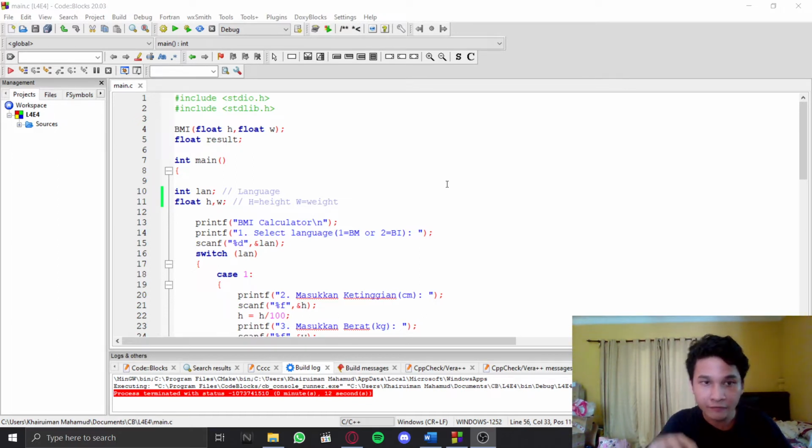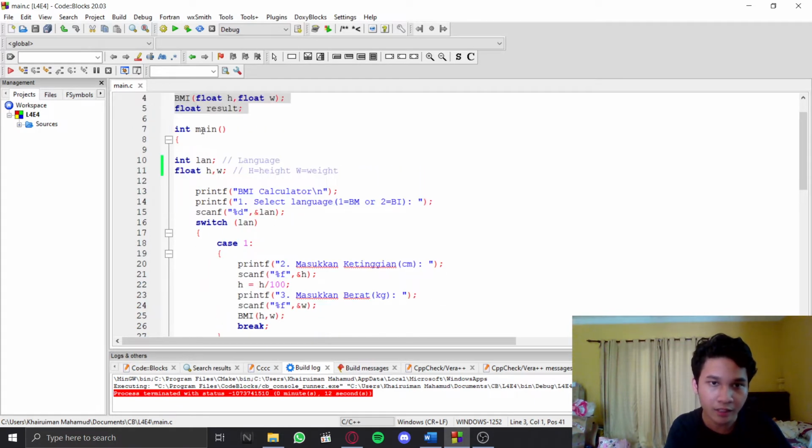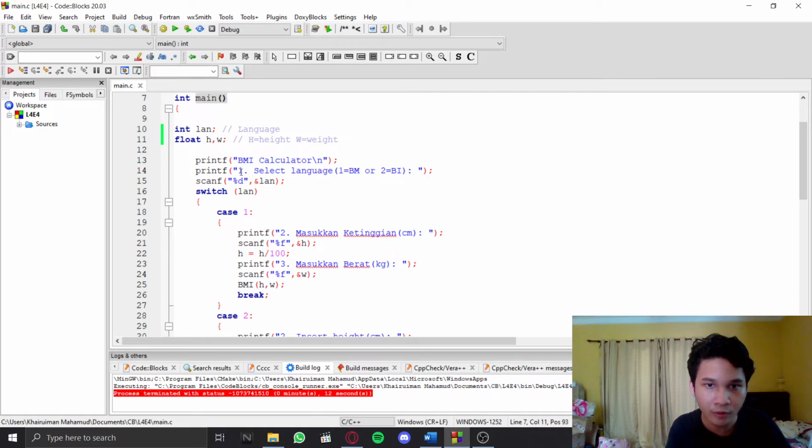Lab 4 for the exercise 4. So in my program, I use about 4 or 5 variables, that is for BMI and result. These two is for the main calling function, and in main function, I use the integer length for the language and float h and w, h for the height and w for weight. And after that I print the calculator and the language.